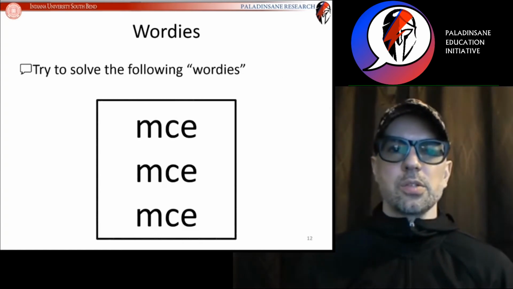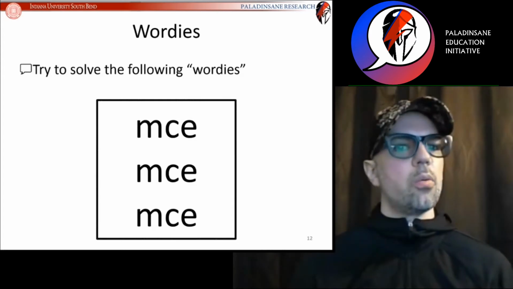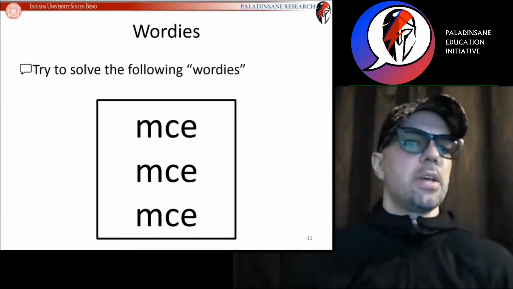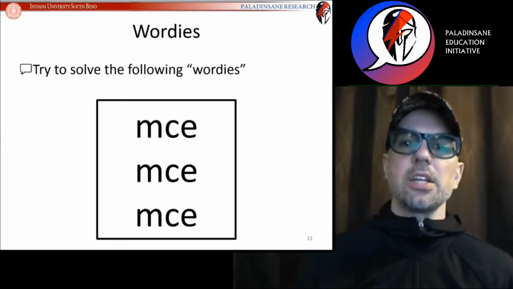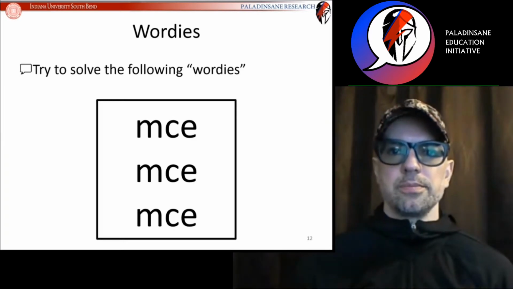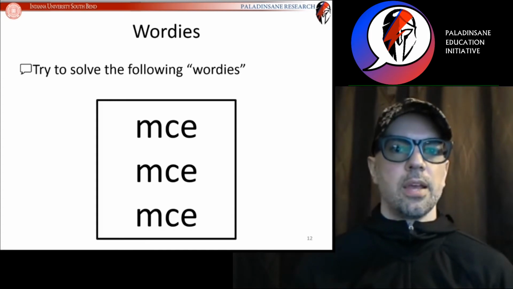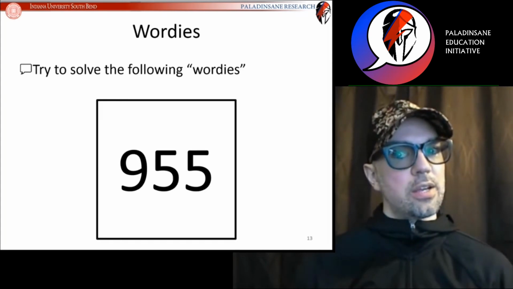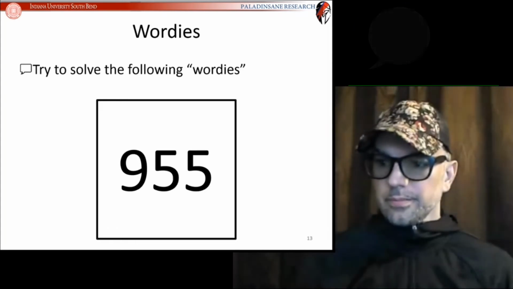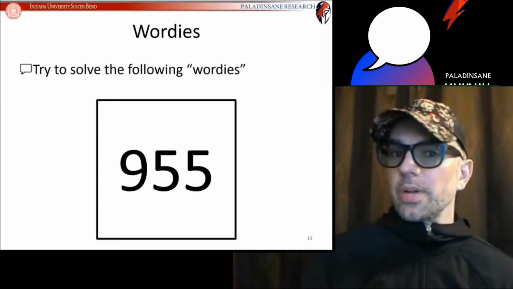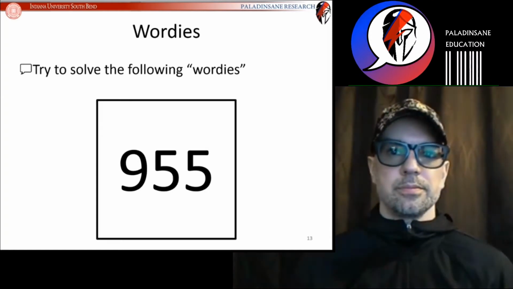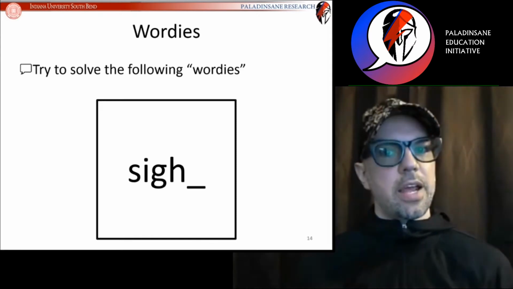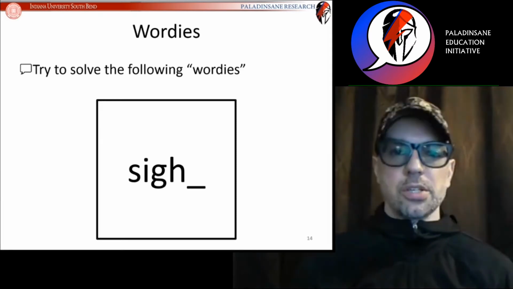All right, so this is wordie number 1. So what is the phrase? What is the slogan? What is the famous saying that is being illustrated here in this picture puzzle? Wordie number 2. So try to figure out the phrase, the slogan, the saying that is being illustrated here. Wordie number 3. So once again, phrase, slogan, saying, what is it trying to say here?